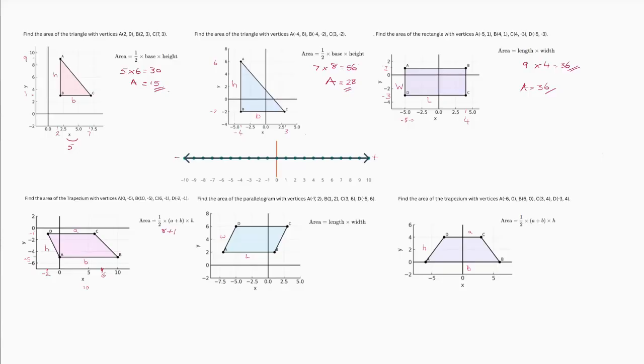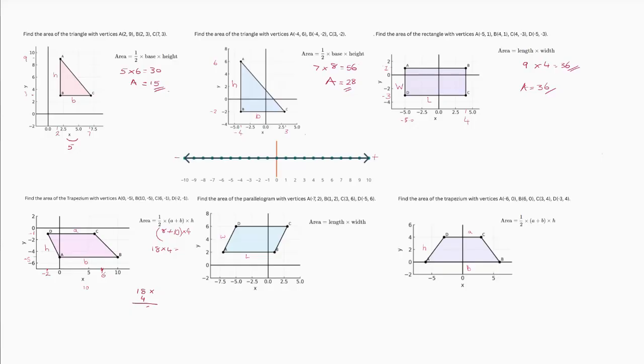8 plus 10 times our height, which is -5 to -1, which is 4. So let's work that out. 8 plus 10 is 18 times 4. And we're going to divide it by 2. So that is going to be 18 times 4. Let's do it as a non-calculator. Let's do our long multiplication.